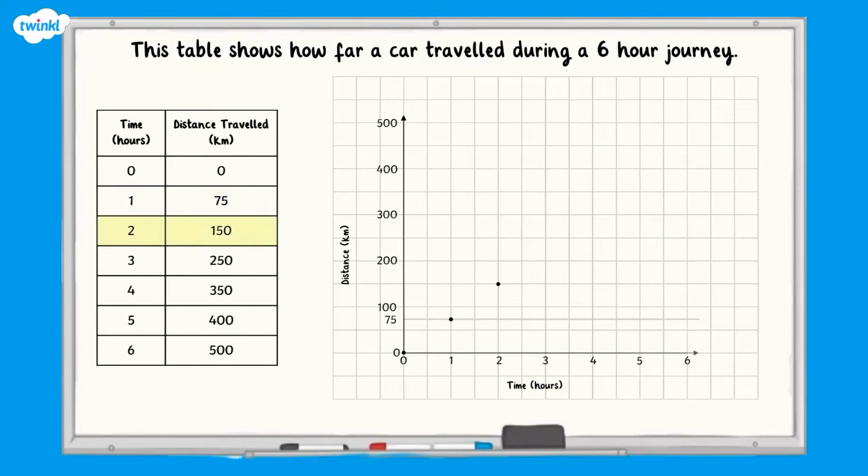We then continue to work through the table, plotting each point with a dot. Finally, we join up the points with straight lines.